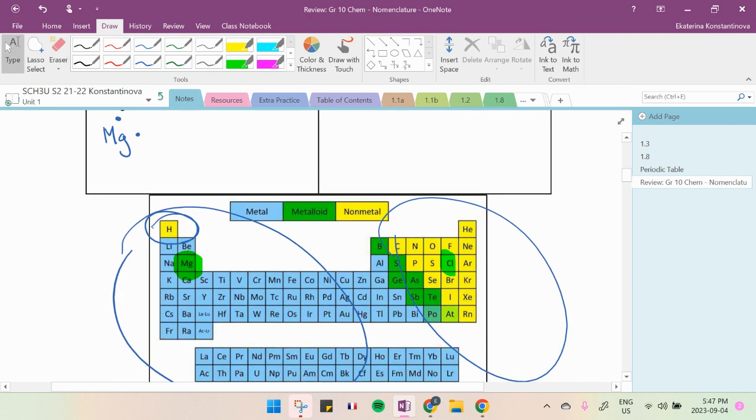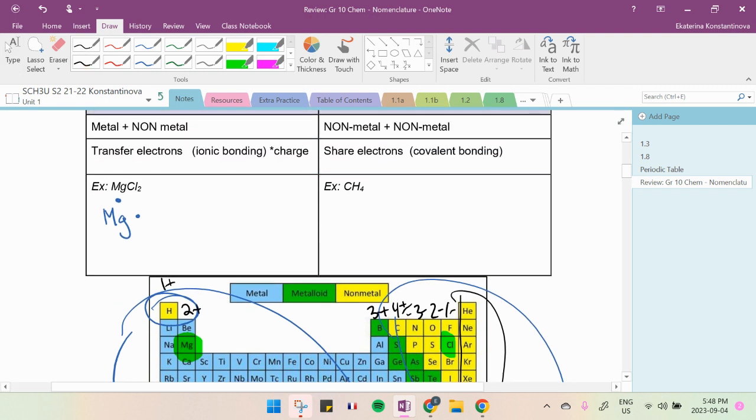Okay, if you remember from last year, we wrote out the charges for each column. The first column is 1 plus, second column is 2 plus, third column is 3 plus, 4 plus or minus, 3 minus, 2 minus, and 1 minus. This will help you remember what the charges are on your periodic table. Remember that noble gases will have no charge, and that is because they have a full outer shell and they are stable, so non-reactive.